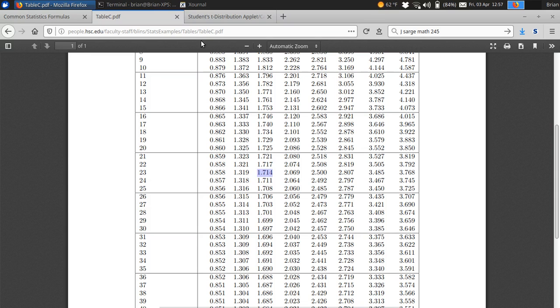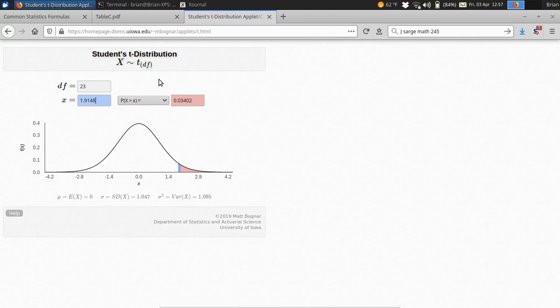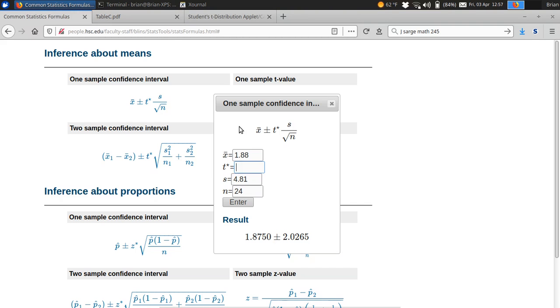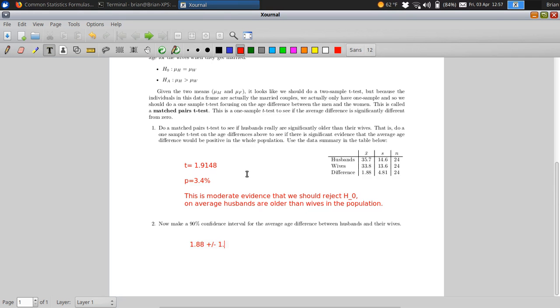I'll copy that and paste it into the app, and not that one, this one, and put it in for the t star. Hit enter, and there we go. We get 1.88 plus or minus about 1.68. So plus or minus 1.68. And then I just basically have to add and subtract these two numbers. So if I add them together, that's a quick calculator problem.